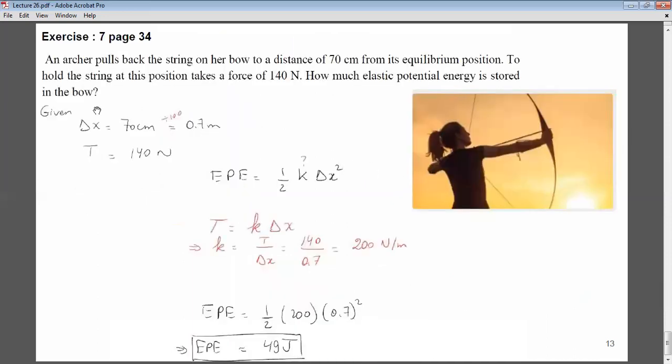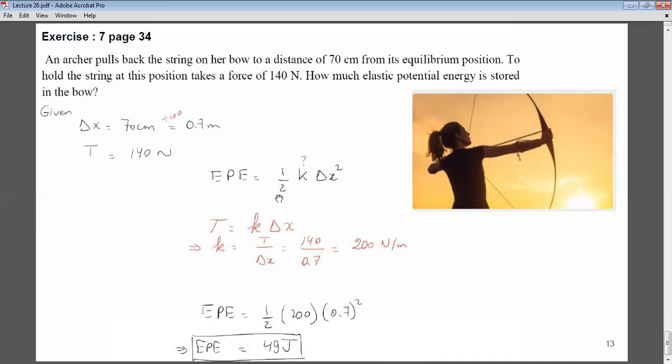Let's do an exercise. An archer pulls back the string on her bow to a distance of 70 centimeters. So I have delta X equals 70 centimeters from the equilibrium position. To hold the string at this position takes a force of 140 Newton. So this is the tension, because you can call it F, you can call it T, but it's nice to call it with names we already know. So it's the tension, because there is a rope or a string, it's 140 Newton. How much elastic potential energy is stored in the bow?